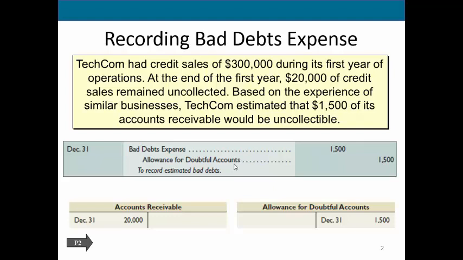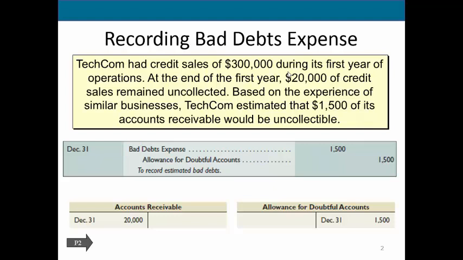So based on the matching principle, we want to recognize the fact that we don't think we're going to get all of these accounts receivable back. We want to go ahead and recognize this as an expense in the same year of the revenue that it's related to. So when we're closing our books, we want to go ahead and make this journal entry.